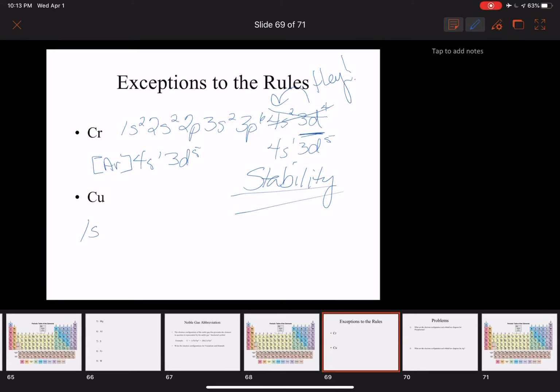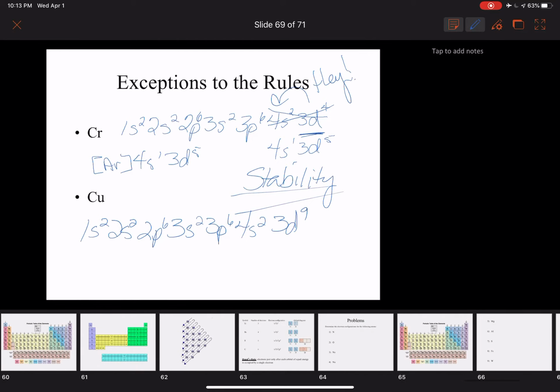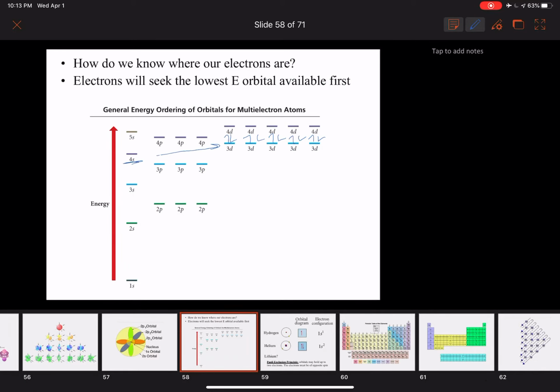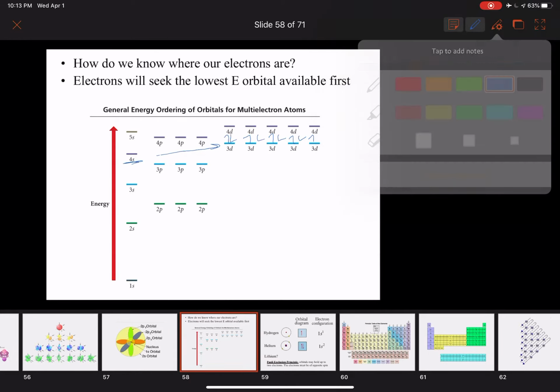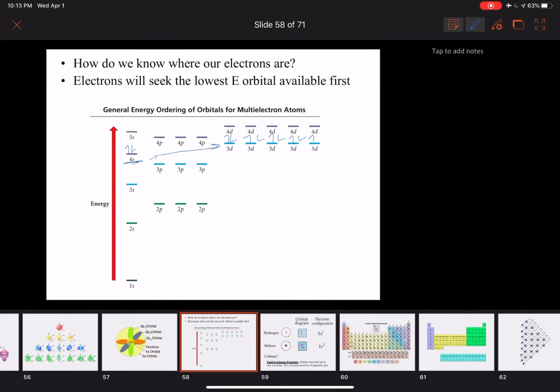So we would have 1s2, 2s2, 2p6, oops, I forgot the 6 up here, sorry about that, you guys. 3s2, 3p6, and 4s2, and 3d9. So what's happening there is we have nine electrons in the d, and all of these guys are filled down here.